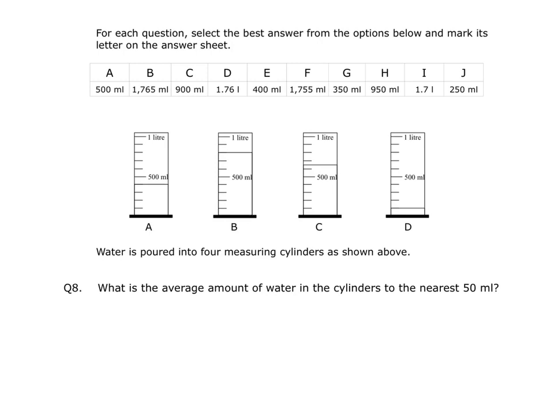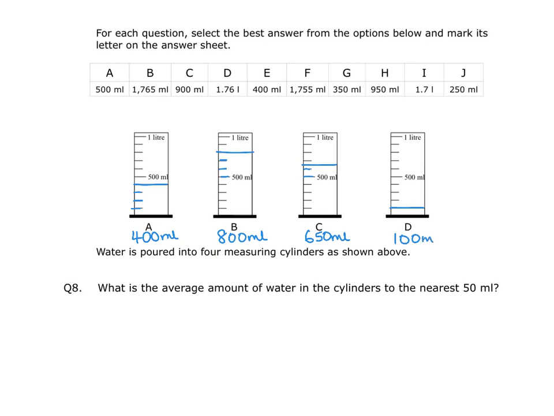First of all, let's measure the water in each of the cylinders, and we can see that the marks on the side represent 100 millilitres. So cylinder A has 400 millilitres in it. Cylinder B has 500, 600, 700, 800 millilitres in it. Cylinder C has 500, 600, and that's halfway, so it's 650 millilitres in it. And finally, cylinder D is on 100 millilitres.